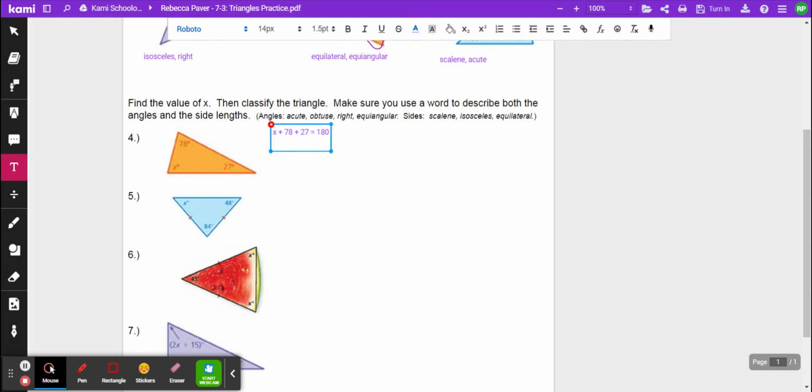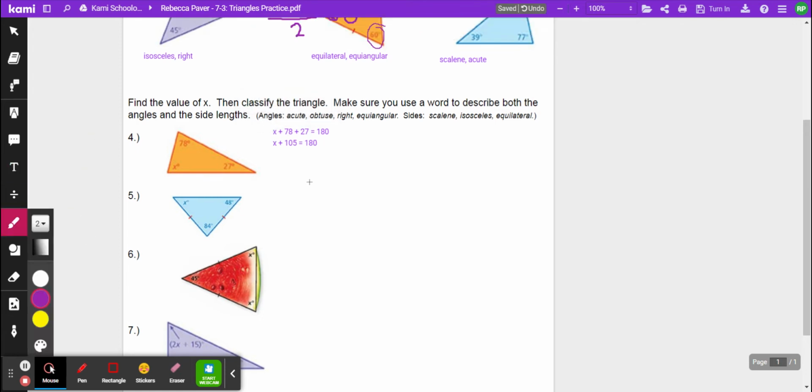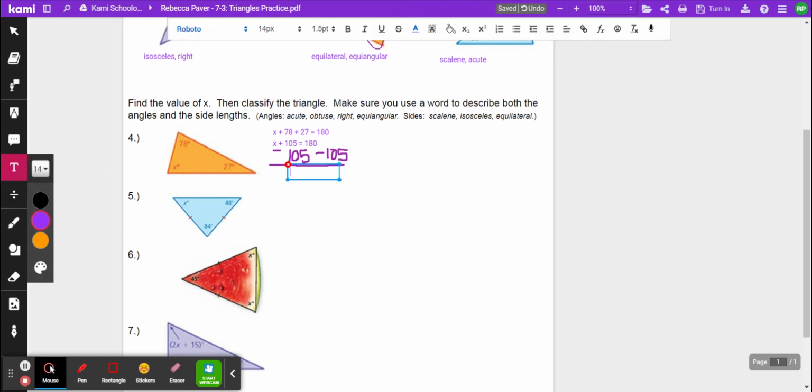When solving an equation, the first step would be to combine like terms. In this case, there are two constants, 78 plus 27. So I know 78 plus 27 is 105. So we would have x plus 105 equals 180. Subtract 105 from both sides. It's a little hard to see here with the tools on Cami. But that would leave us with x is equal to 180 minus 105, which is 75 degrees.